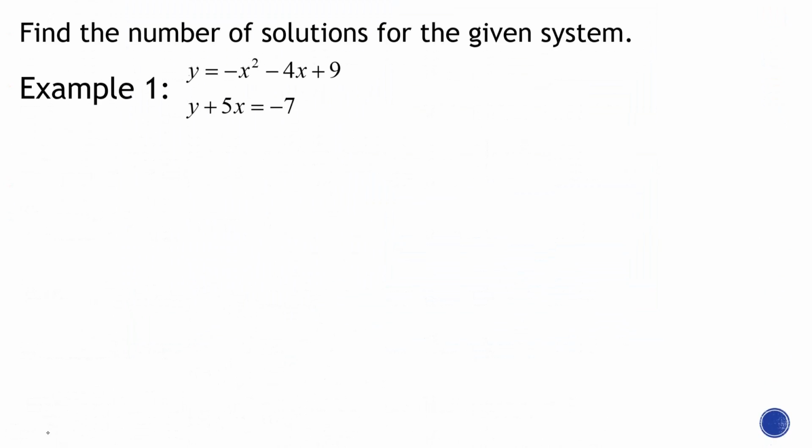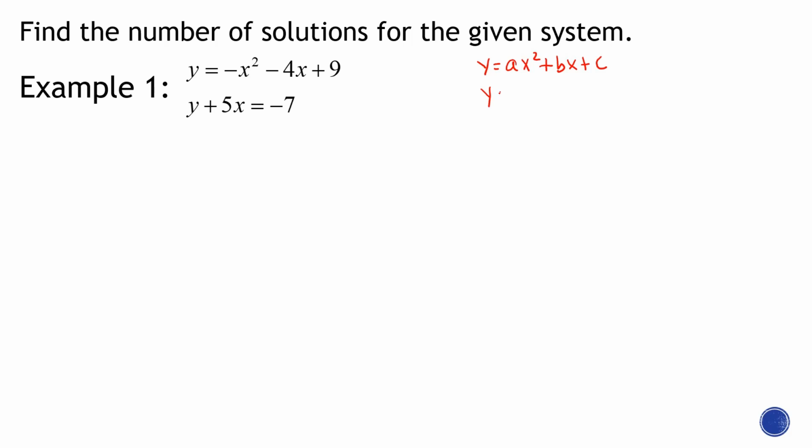So let's have examples. This is the first example. We have y equals negative x squared minus 4x plus 9 and y plus 5x equals negative 7. The first thing we need to consider is that both equations should be in standard form. For the quadratic equation, it should be in the form y equals ax squared plus bx plus c. For the linear, it should be in the form y equals mx plus b. The quadratic equation is already in that form, so we will not do anything to it. But the linear equation is not in the form y equals mx plus b, so we need to isolate y.